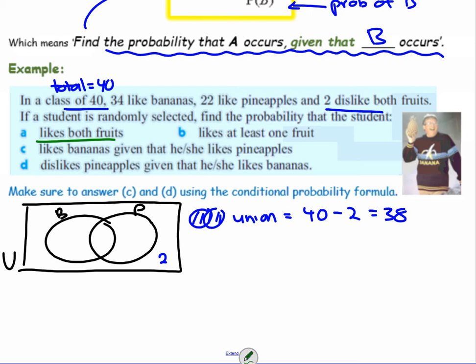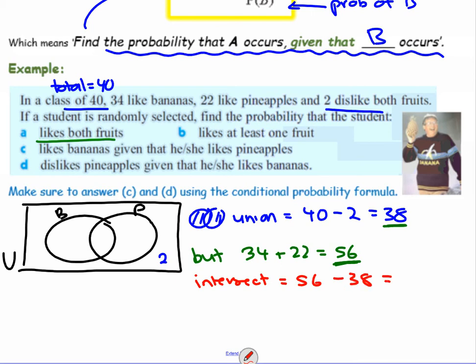But if you add up total bananas and total pineapples, you'll get 34 plus 22 equals 56. So to find the intersect, this little part here, we take what the 2 circles added together are, minus what they're supposed to be, to get what the overlap is. So the intersect must be 56 minus 38, which when you work that out, you should get 18.